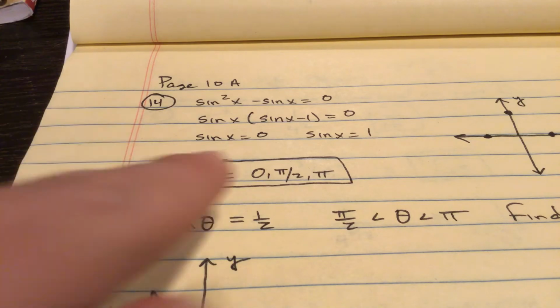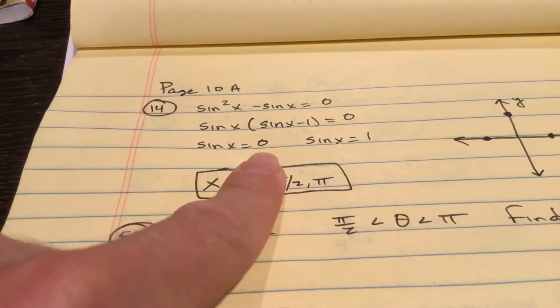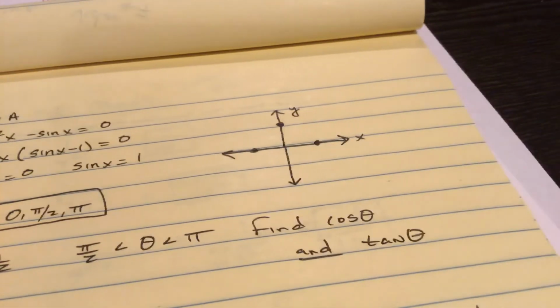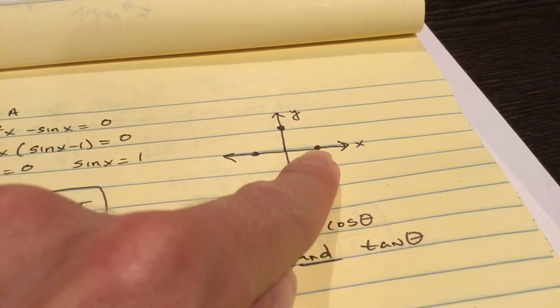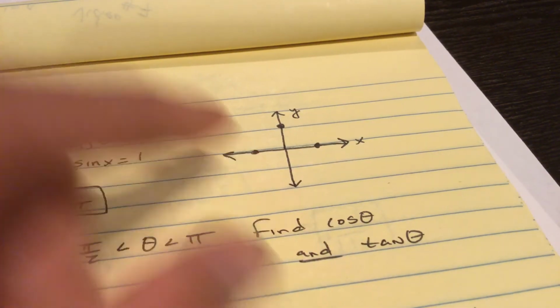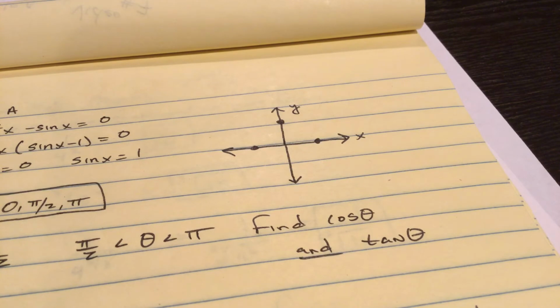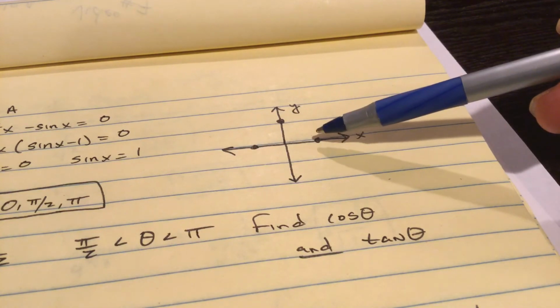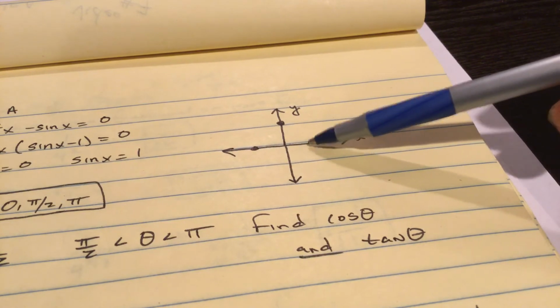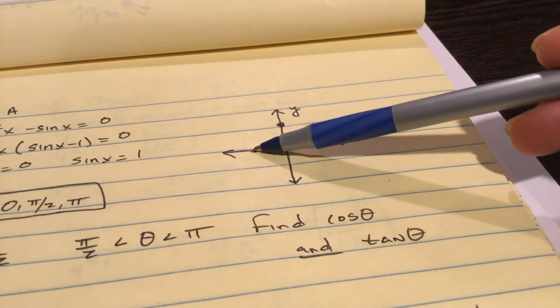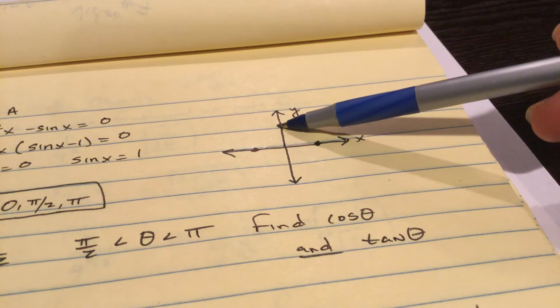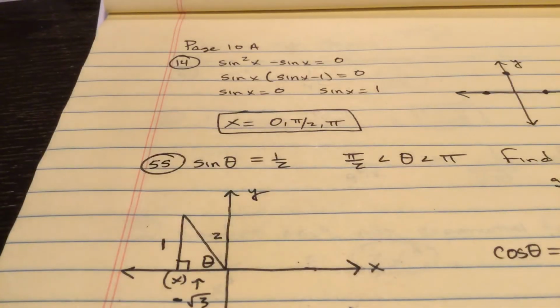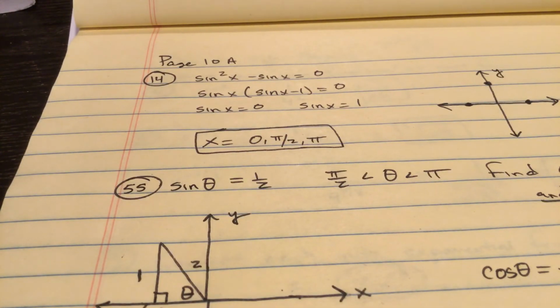Okay, so when is sine x 0, or when is your y value 0 in the unit circle? The y value is 0, there and there. Notice how it was 0 to 2 pi, but 2 pi had a parenthesis around it because 0 and 2 pi are the same location. So I'm going to call it 0. Then your y value is 0 here at pi. Your y value is 1 here at pi over 2. Those are your 3 answers.